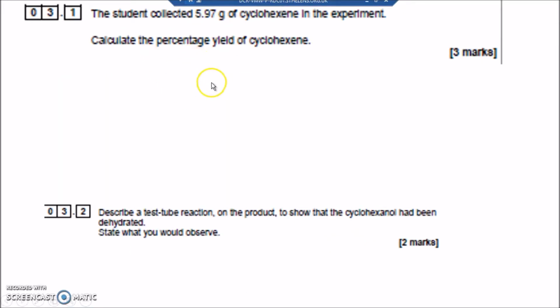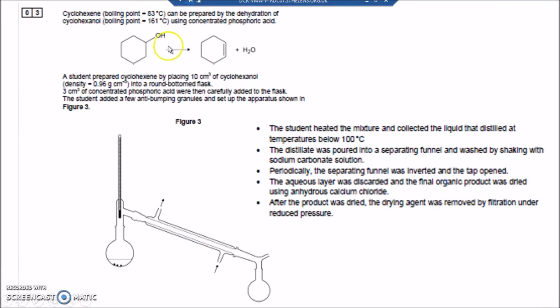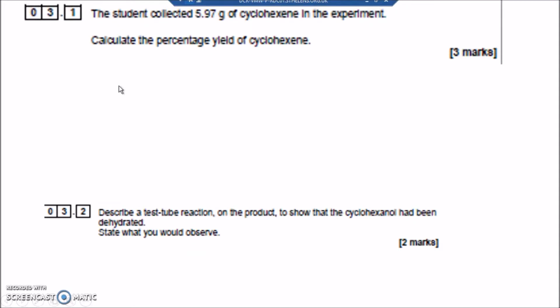Calculate the percentage yield of cyclohexene. So we've got the amount of cyclohexene that we've made. Originally we've got density equals mass over volume for the cyclohexanol. So we know 10 centimetres cubed, density 0.96. We've been given the density, we've been given the volume. Density is in grams per centimetre cubed, so we leave the volume in centimetres cubed when we do density as mass over volume. Mass is 0.96 times 10, 9.6 grams of cyclohexanol.